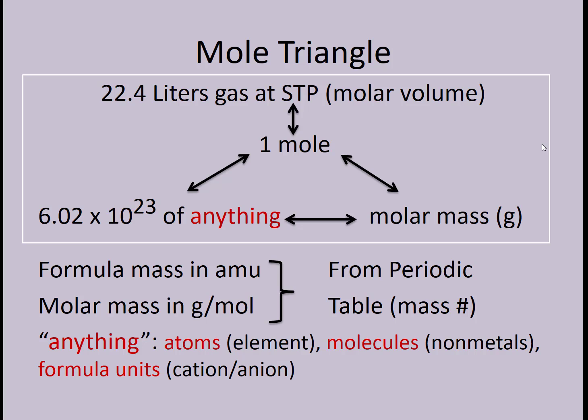This is called the mole triangle. This will help you with your conversions. You'll want to jot this down in your notes. These arrows mean equal signs. So I could have 6.02 times 10 to the 23rd of anything. That is equal to 1 mole, which is equal to the molar mass in grams. And I get this from the periodic table.